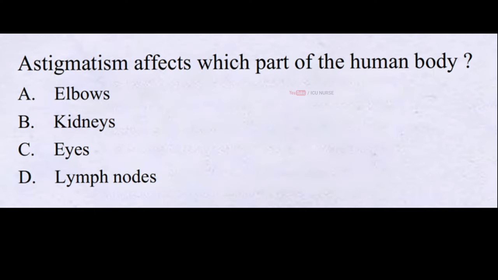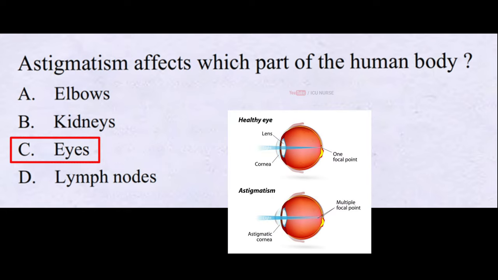Astigmatism affects which part of the human body? A. Elbows. B. Kidneys. C. Eyes. D. Lymph nodes. And the correct answer is C. Eyes. Astigmatism is a condition in which your eye, especially your cornea or the clear front part of the eyeball, is not completely round.